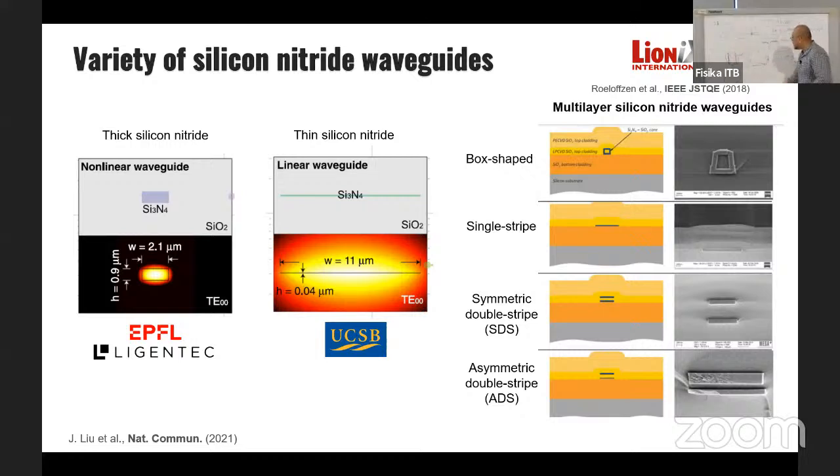And then there is the so-called Damascene process, where instead of having the silicon oxide and then putting a lot of nitride here, they etch a trench and then they fill it layer by layer.